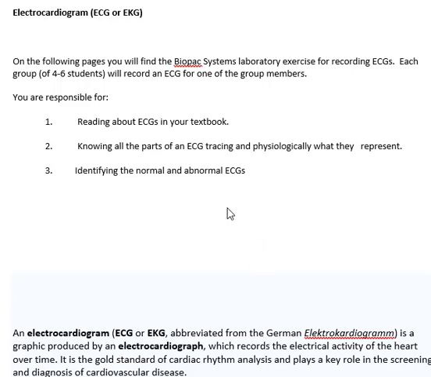If we were meeting in person, we would hook up 1 or 2 or 3 of the people in our class and look at their EKG or ECG tracings. So what you're responsible for is learning about in your textbook, for your lecture part. Know all the parts of an ECG tracing and physiologically what they represent. So we're going to spend a little time talking about that. And then you need to be able to identify normal and abnormal ECGs.